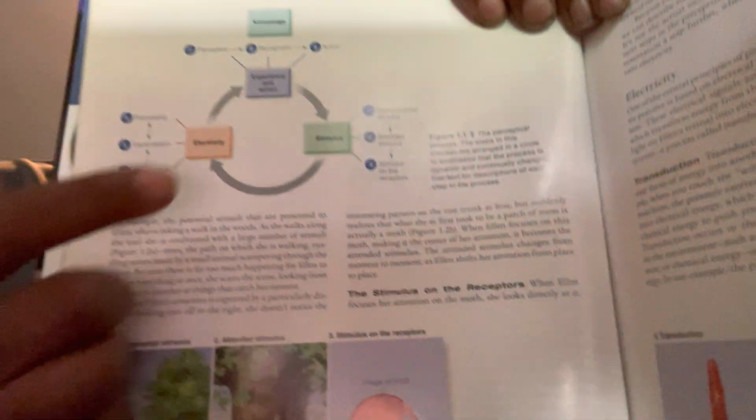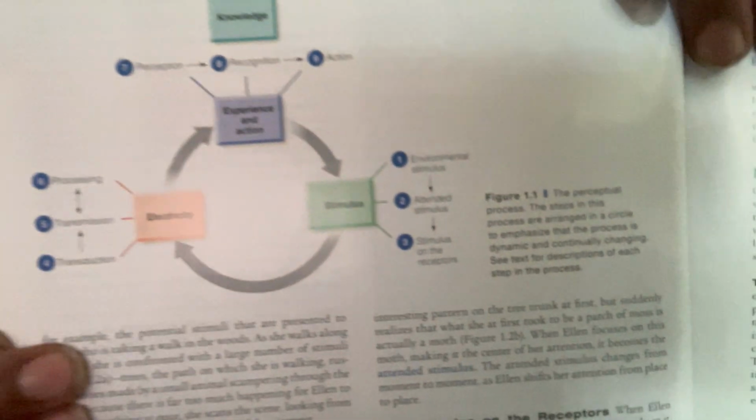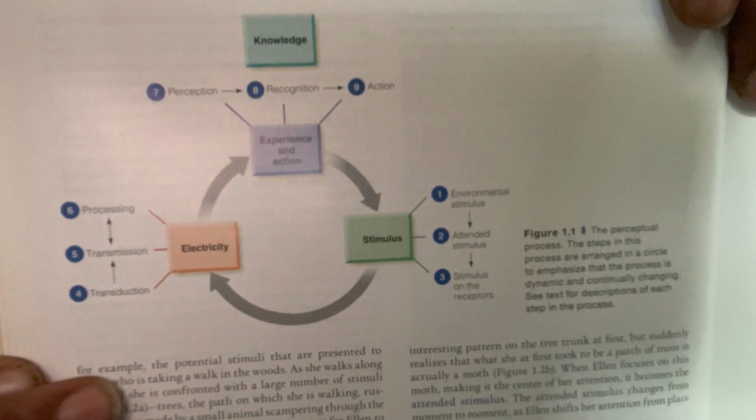We will consider each step in the process individually, but first let's consider the boxes in figure 1, which divide the process into 4 categories: stimulus, electricity, experience and action, and knowledge. Let's find figure 1. Where are we? Here we go. Right here. You can pause it, whatever. It's up to you. Kind of look at it though.